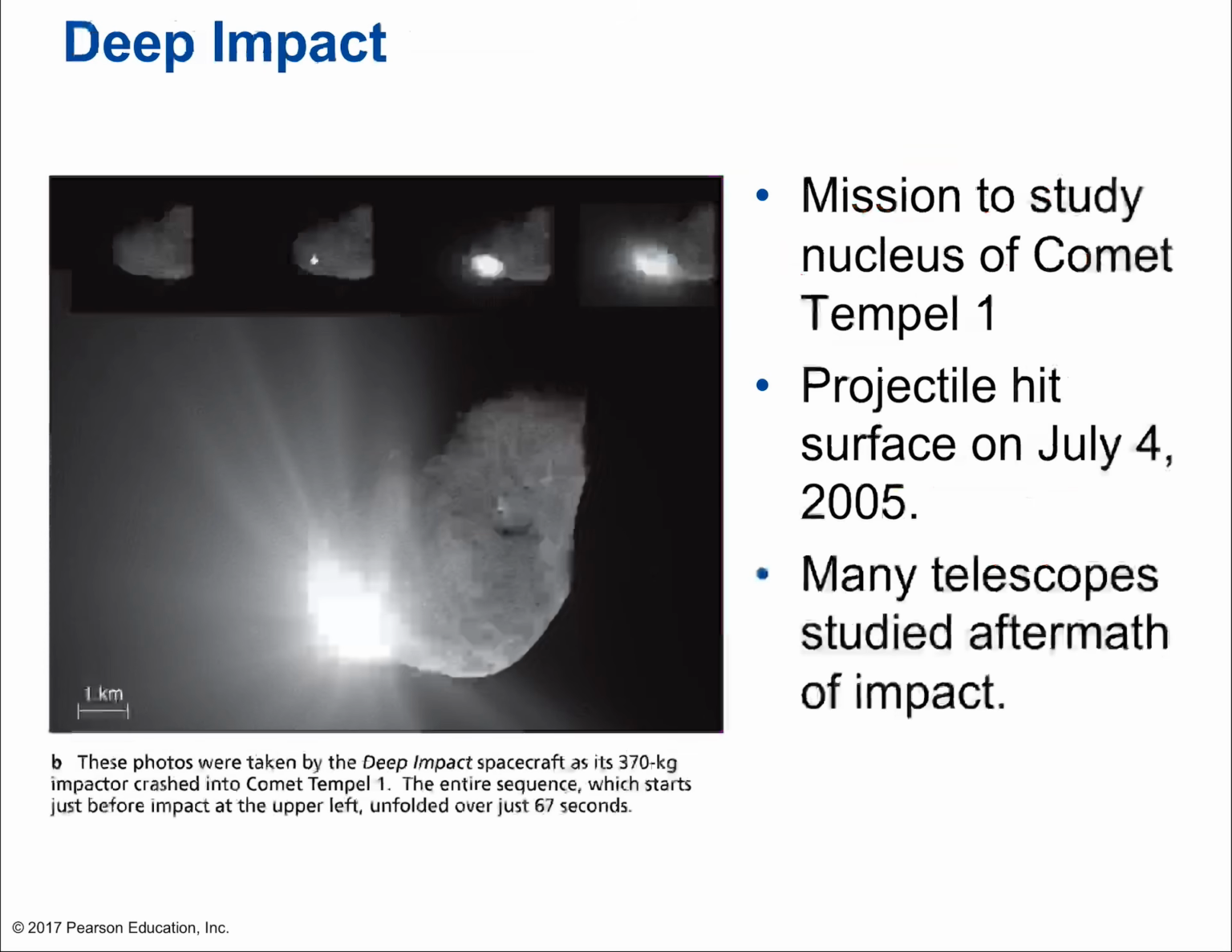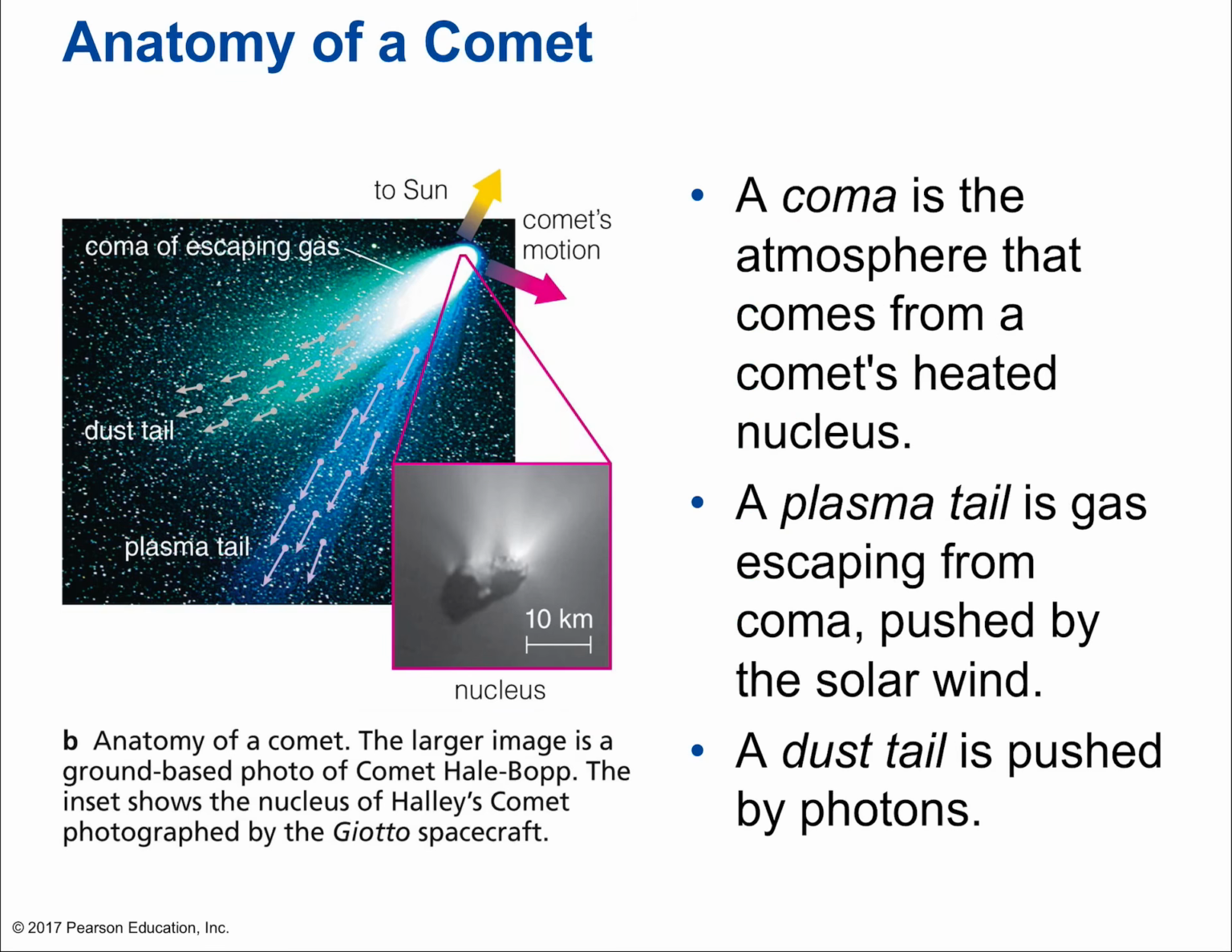Okay, so this is a space mission. It was a mission to study the nucleus of a comet called Tempel 1. The projectile hit the surface in 2005, and then many telescopes studied the aftermath of the impact, so we can actually see there was a big amount of light as it crashed into the comet. All right, so this is one of our interesting missions out there to explore comets.